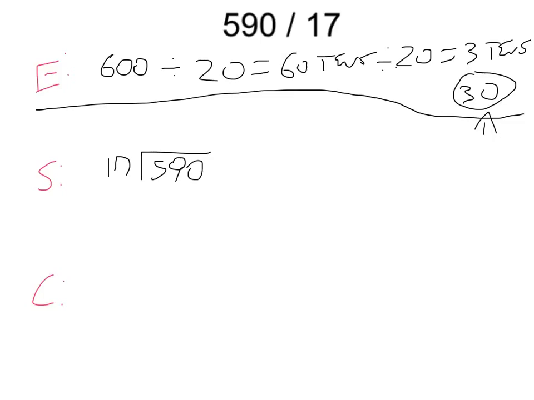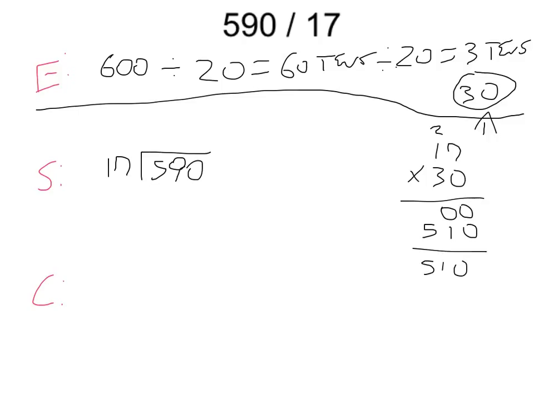So what I have here is 30 times 17, because we have 30 groups of 17 we know should go in there just fine. So the first one is going to be 0 times 7 is 0, 0 times 1 is 0, so we'll go straight to the next one. 3 times 7 is 21. We'll regroup that group of tens. Excuse me, 3 times 1 is 3, plus 2 is 5. So we should just have 510.